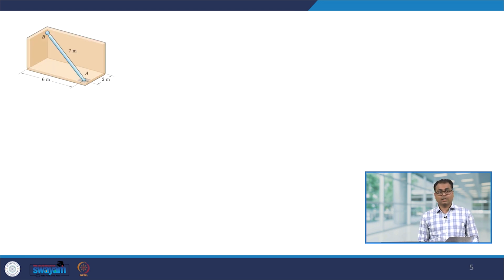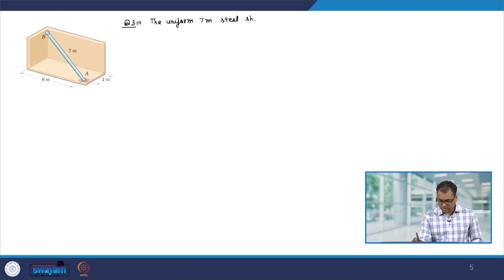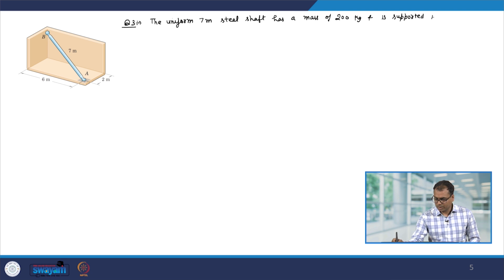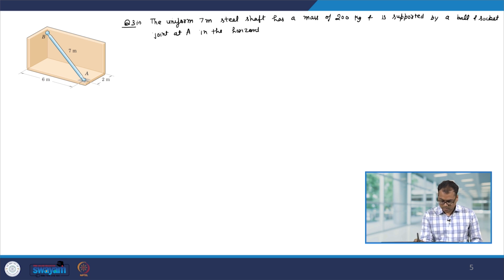Now let us look at another interesting problem in 3 dimensions. So here the problem statement is the following: the uniform 7-meter steel shaft has a mass of 200 kg and is supported by a ball and socket joint at A in the horizontal floor.